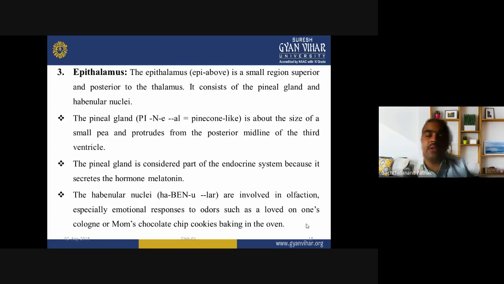अब pineal gland कौन से हार्मोन सिक्रेट करेगी? Pineal gland is considered part of the endocrine system. It secretes the hormone melatonin. Hormone melatonin secrete करती है.